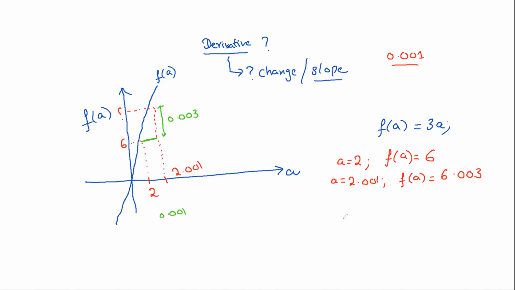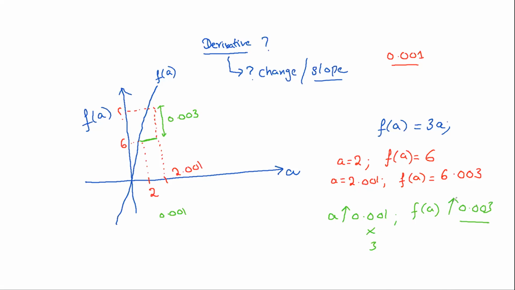When we increased a from 2 to 2.001, when a goes up by a small amount, we ask how much f of a goes up. F of a goes up by this amount. And this number is actually 3 times this number. If I multiply it by 3, I get this. So in other words, I can say if I increase a by a small amount, f of a increases 3 times as much as the increase in a. It means a is being increased by 0.001 and f of a is being increased by 3 times 0.001.